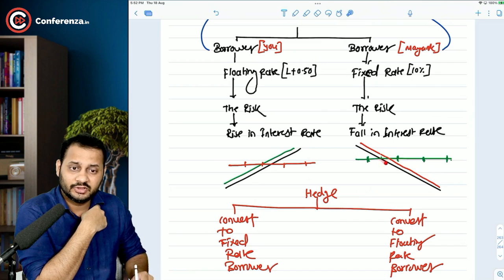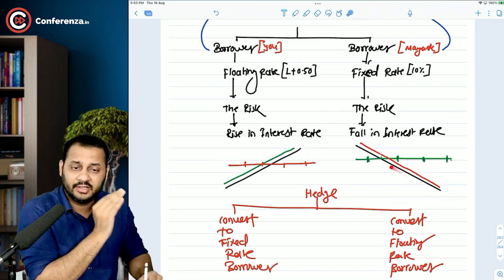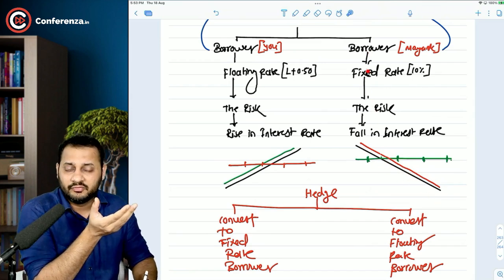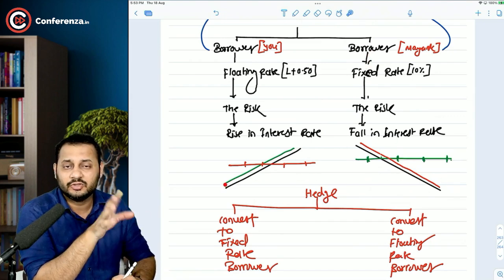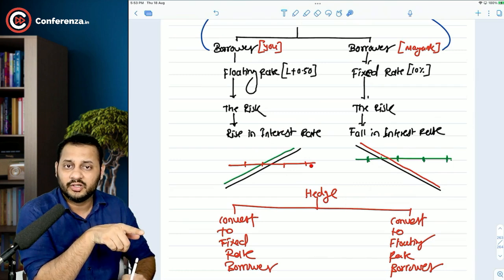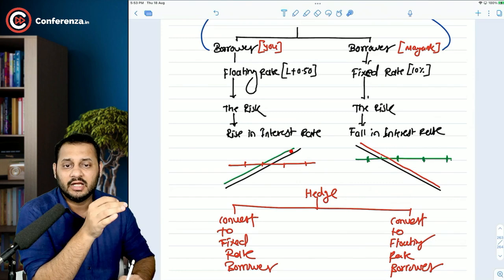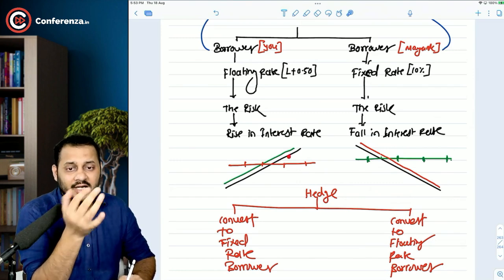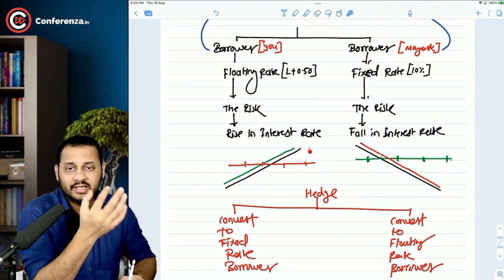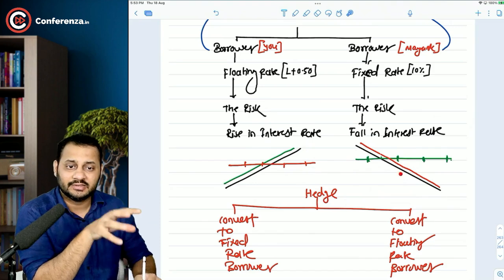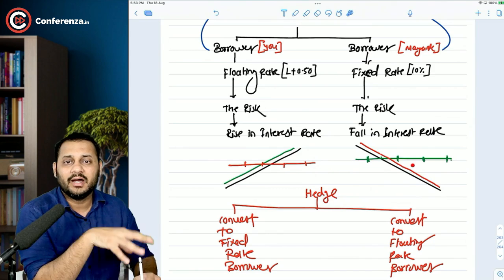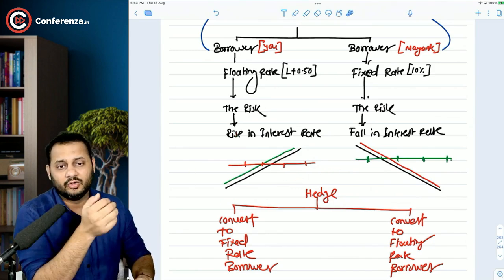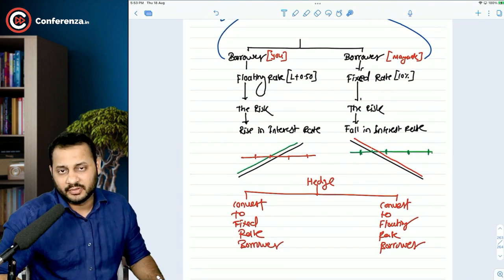In this case, it is going down, meaning the interest cost to the fixed rate borrower is coming down. And in this case also, even if the interest rates are rising in the market, the cost to the borrower is the same. That means at this point, the interest rates are high, still I'm paying low. In this case, interest rates are low and still I'm paying low. So both the parties can convert themselves. Okay, this is what the main purpose is.